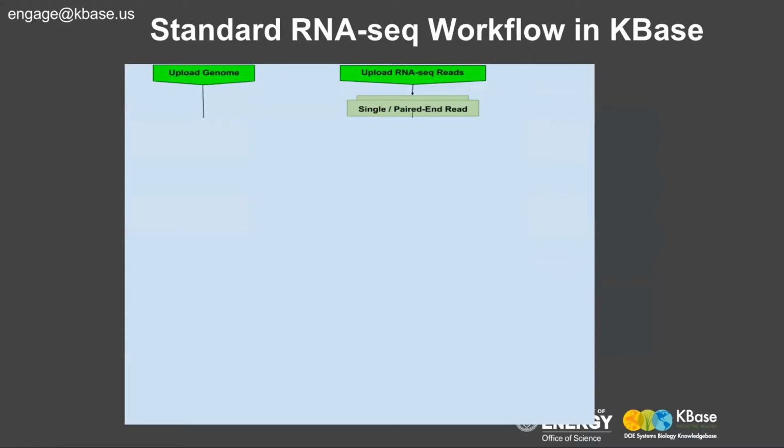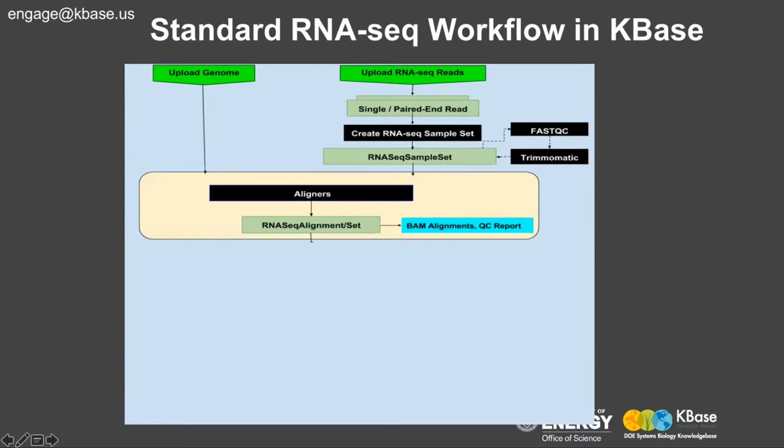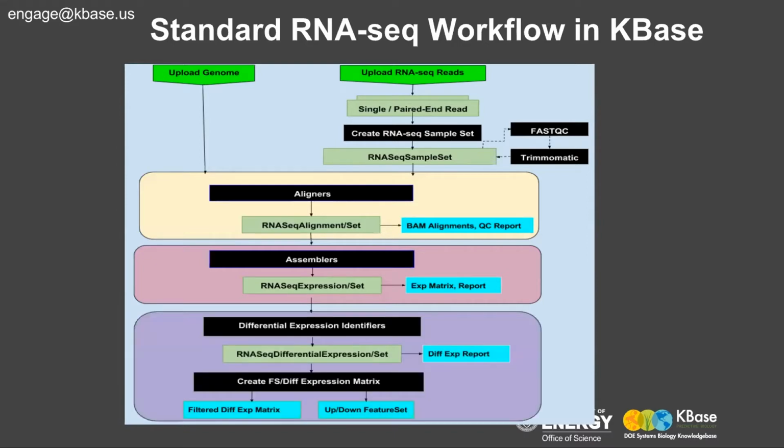Okay, so the typical RNA-Seq workflow in KBase starts with import of reads and genome, and then reads QC. Once the reads are imported, those reads are associated with metadata, and they're created as a sample set. And the sample set is used for the QC. And then there is genome alignment, genome transcriptome assembly, and the differential gene expression.